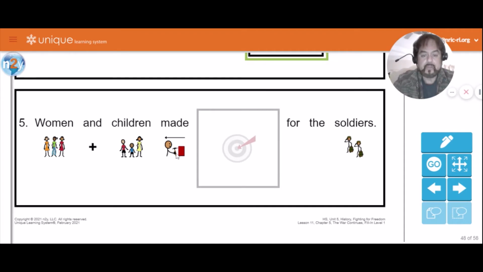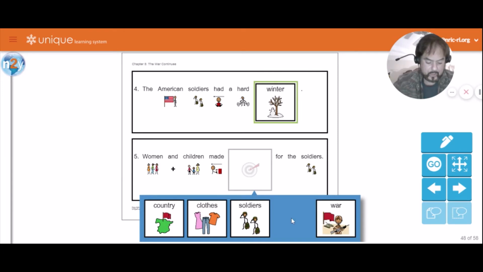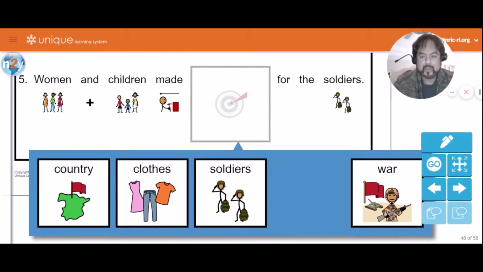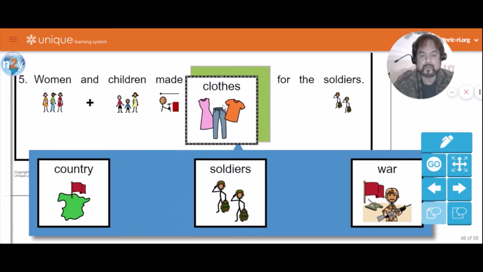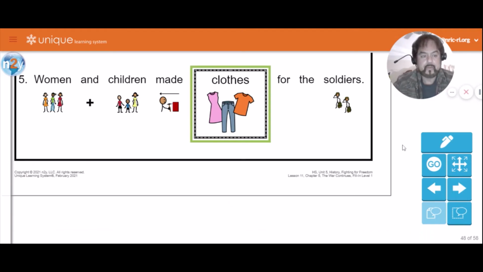Women and children made blank for the soldiers. What did they make? Cream of wheat? Quaker oats? Let's see. They made... Can you guess it? Yes, they made clothes for the soldiers. That was nice of them to do that. Right.